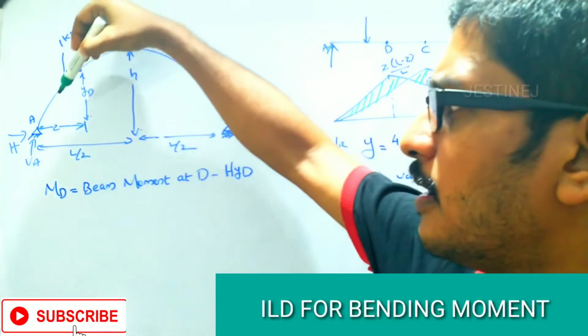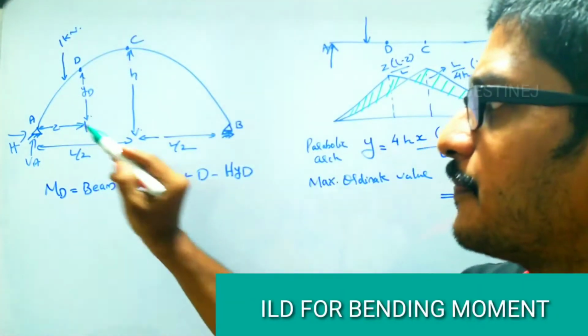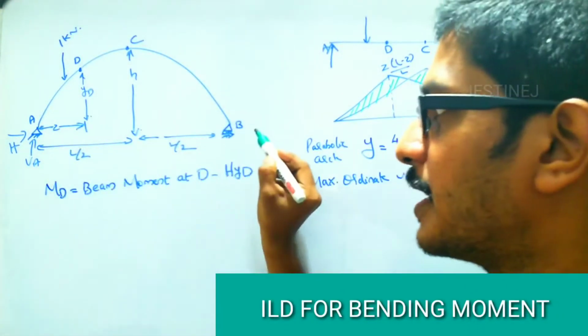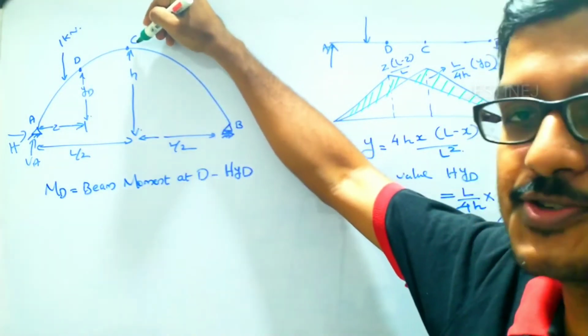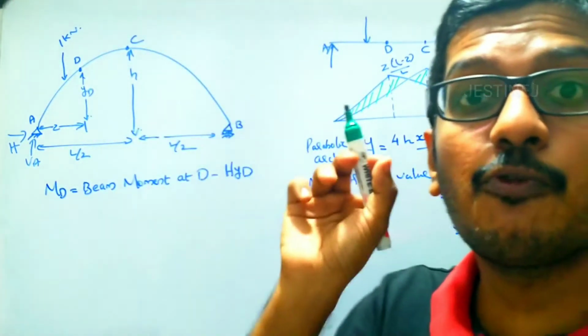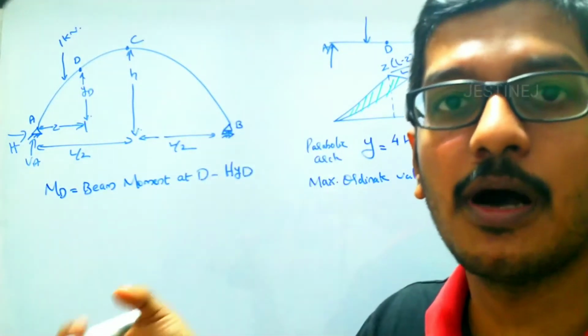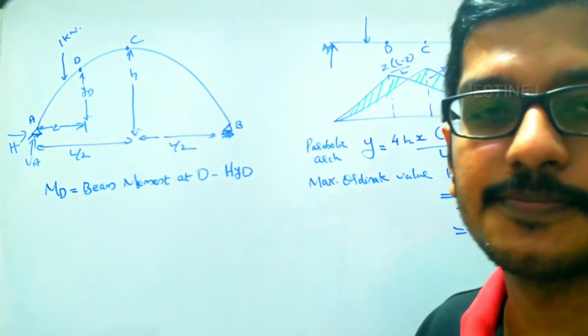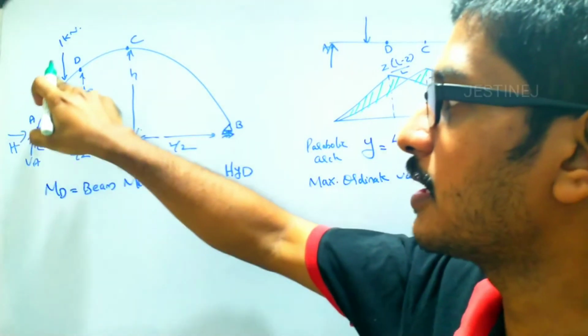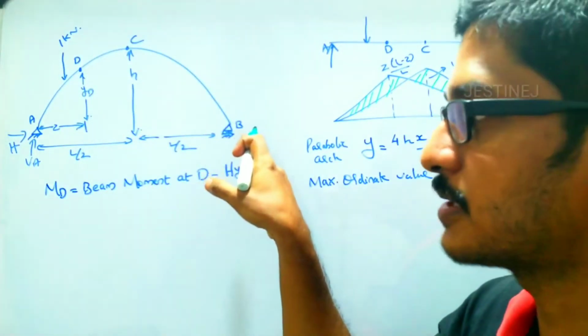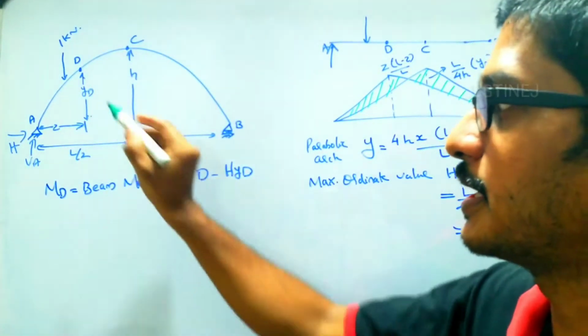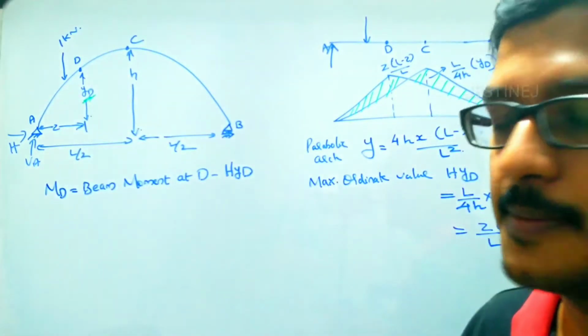Here, a 3-hinged arch is given with the supports A and B and the crown point C. When 1 kilonewton is traveling through this arch, what will be the bending moment at a point D? And let this vertical distance be YD.